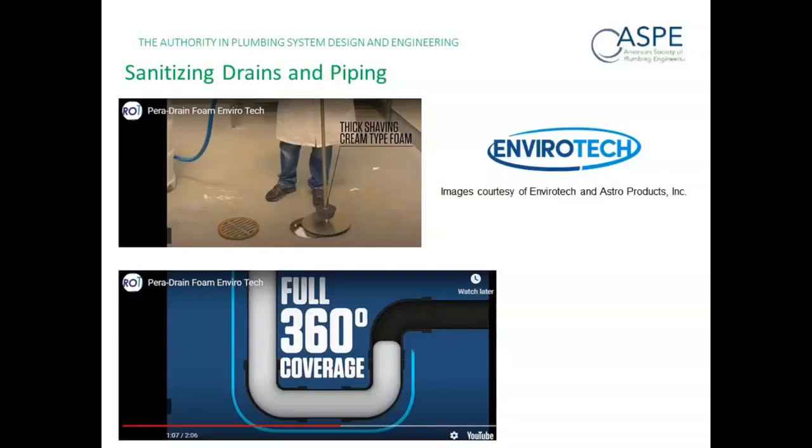Well, and it gets into conveyors too. I believe there was a facility where Listeria got into the conveyor system, and it was passing through the structure, and it got into the building insulation. So the entire structure had to be sanitized.